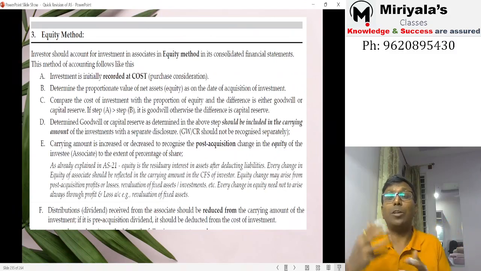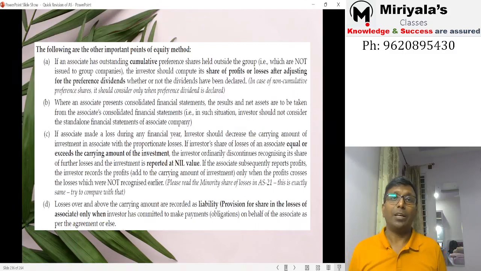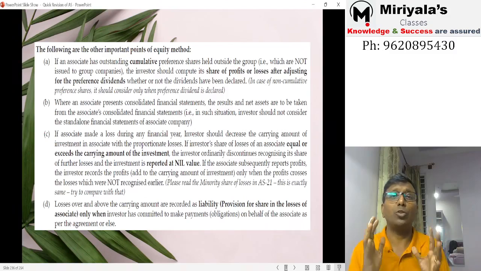Subsequently, if you get a dividend distribution from the associate company, because earnings are already accounted for, if money comes later, that is realization of money. So cash account debit to investment in associate, you are supposed to record it. In this equity method, there are some important points which you need to consider.